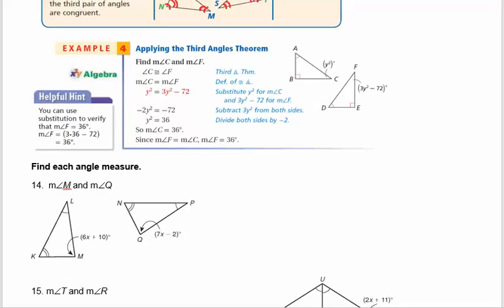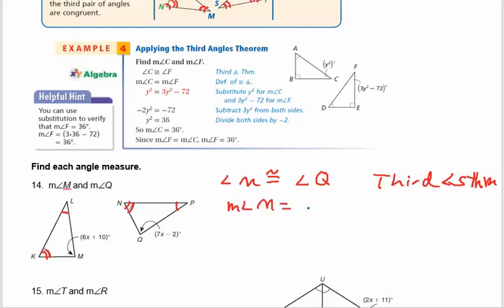Let's look at what we've got in number 14. We have that angle L is marked congruent to angle P. We have that angle K is marked congruent to angle N. So we know then that angle M must be congruent to angle Q because of the third angles theorem. So that means that their measures are equal. You don't have to write all of this stuff, but the measure of angle M will be equal to the measure of angle Q. So here's what you need to write, that their expressions then are equal. So 6x plus 10 will be equal to 7x minus 2.